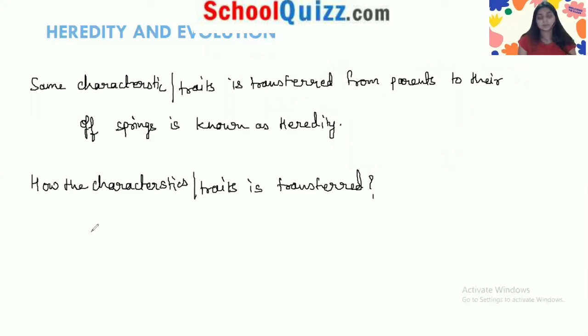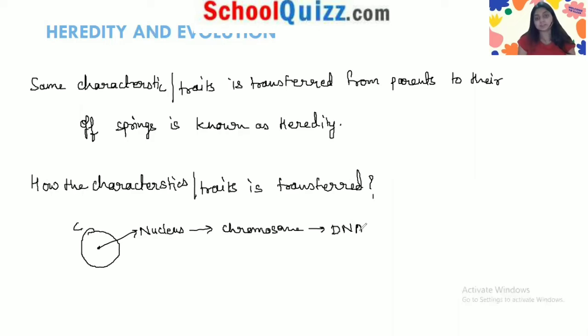See, our body is made up of cells. Okay, and in a cell there is a nucleus, and in a nucleus there is a thread-like structure which is called the chromosome, and in a chromosome we have DNA. And what does DNA contain? DNA contains the information of inheritance.